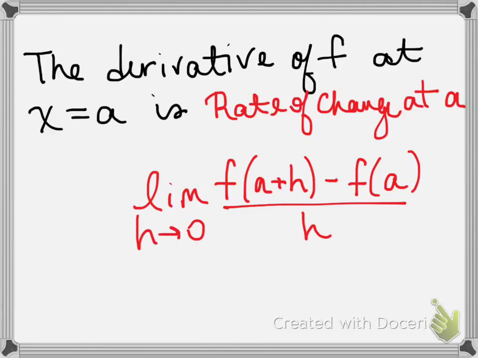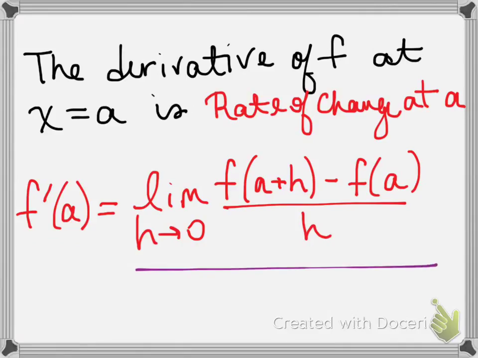And this is my computational definition of the derivative. And I write it as f prime of a. This f prime of a is the notation for the derivative of f at a. Okay, this is my definition for the derivative. And if that limit exists, we say f is differentiable at a. Okay, if the limit exists, we say it's differentiable. So let's go ahead and compute this.